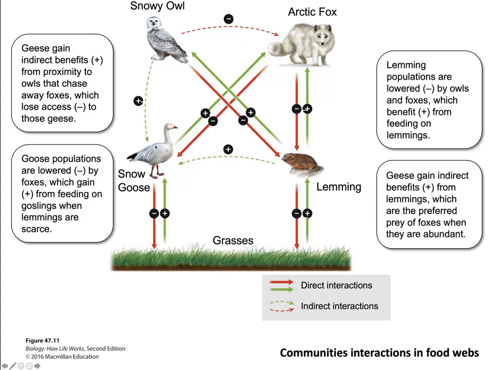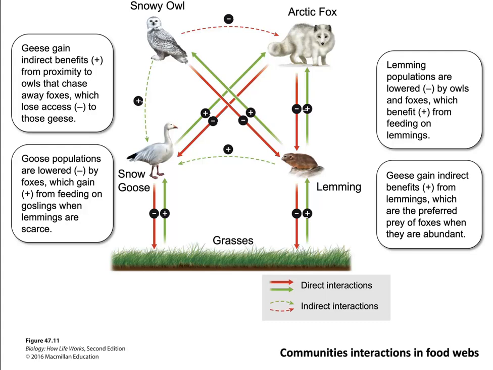And so because of that, there's an indirect positive effect that you see represented by this green arrow here of snowy owls on geese. And we also have geese gaining an indirect positive effect from lemmings, and that's because Arctic foxes actually have a preference for eating lemmings. So if lemmings are around in high abundance, Arctic foxes will eat more of the lemmings and fewer of the snow geese. So there's actually an indirect positive effect of these lemmings being around.